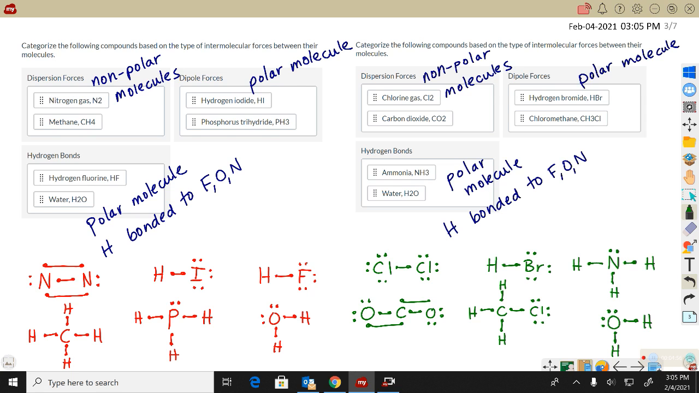hydrogen iodide, and phosphorus trihydride, I never have a hydrogen directly bonded to FON, like I would with the HF, the water, the ammonia, and the water. All four of those, again, are polar molecules with hydrogen directly bonded to F, O, or N.